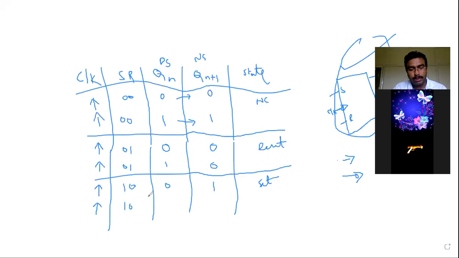Again, I'm taking the next combination 1, 0 with 1 as my present state. What will be your output, guys? 1, sir. Okay, 1, since it is in set state. For set state, always you will get 1 as your next state.